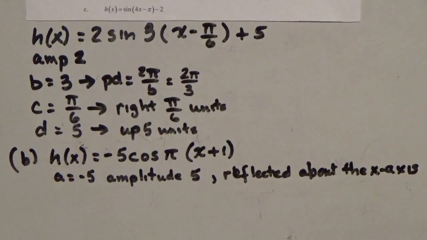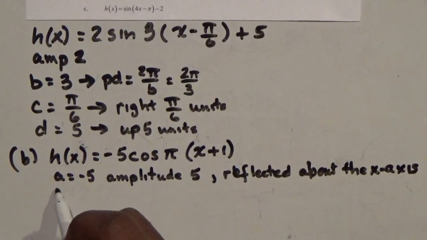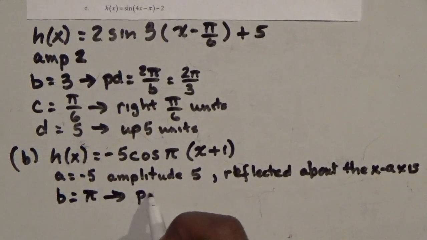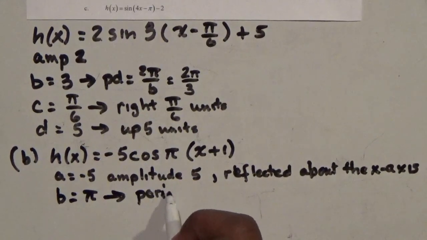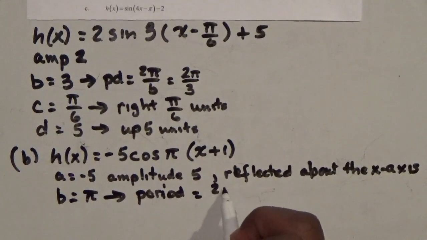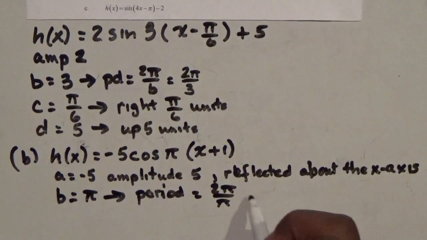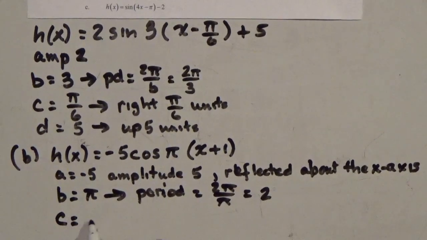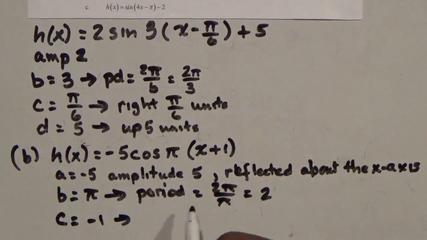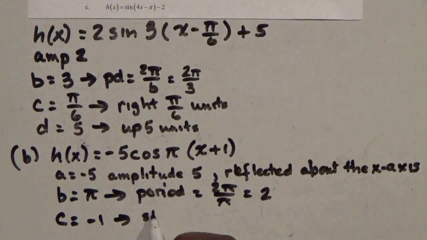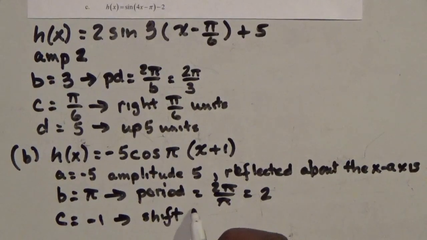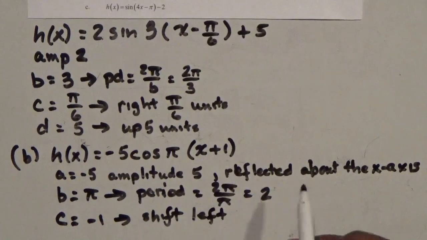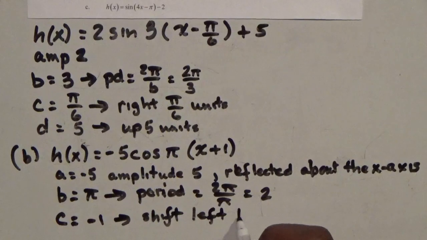All right, B, well, B is equal to pi, which means that the period is 2 pi over pi. All right, and that's equal to 2. All right, C is equal to -1, and that lets me know that I am going to shift left. Remember when we pull it out here, it's always the opposite. Left 1 unit.